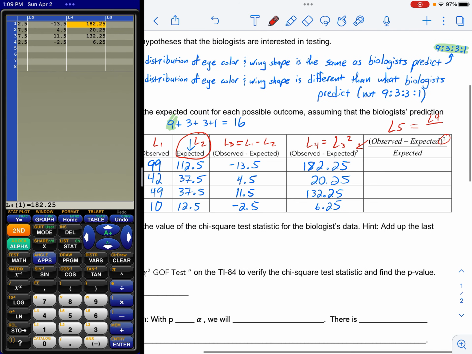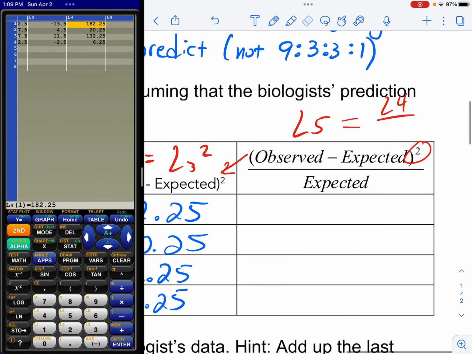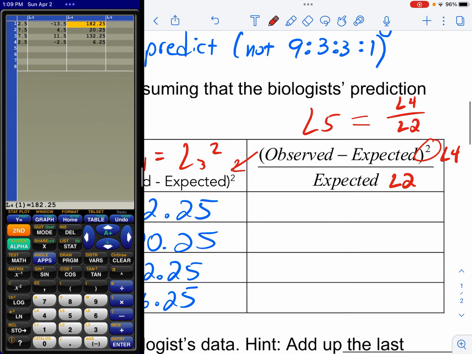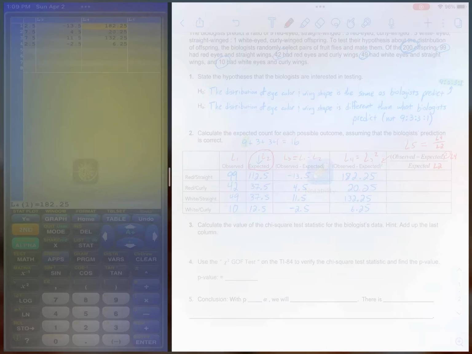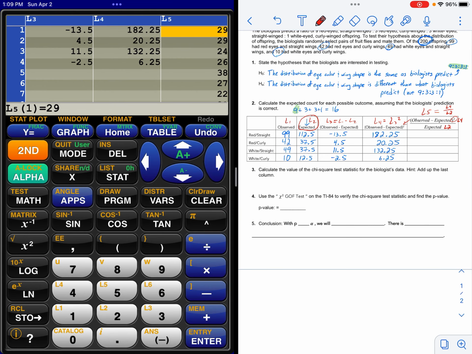So this is going to be L4 divided by L2. All right, this is L2, this is L4. And again, you could do this by hand, but I just don't really see the purpose of doing it by hand. So I'm going to go over to list 5, get rid of the data I had there, and I'm going to do L4 divided by L2. Boop. And there you have it.